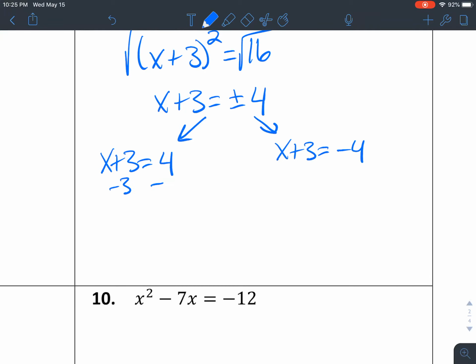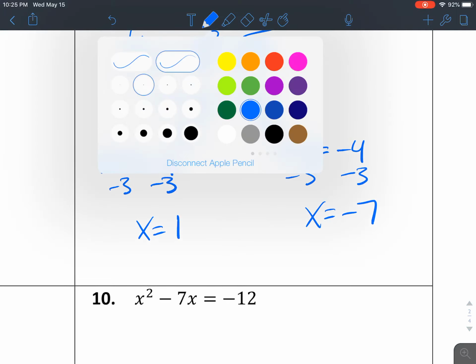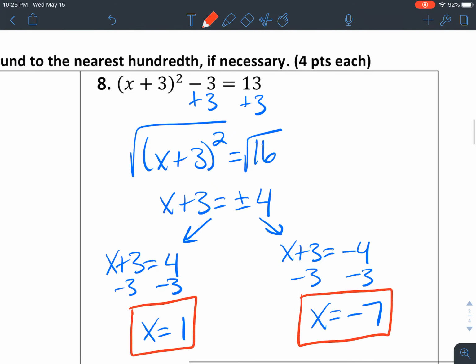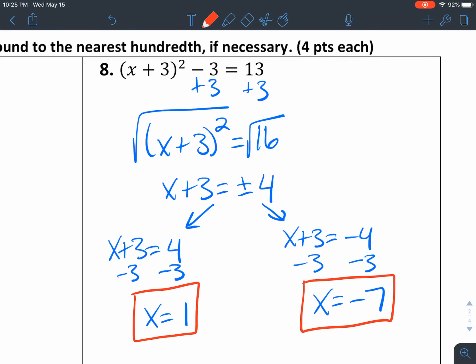So I'm still going to subtract 3 on both sides. So for one solution, I get positive 1. I subtract 3 from both sides, and for my other solution, I get negative 7. And those are my 2 solutions. Positive 1, negative 7.